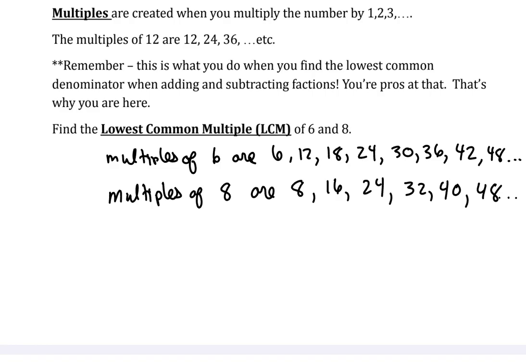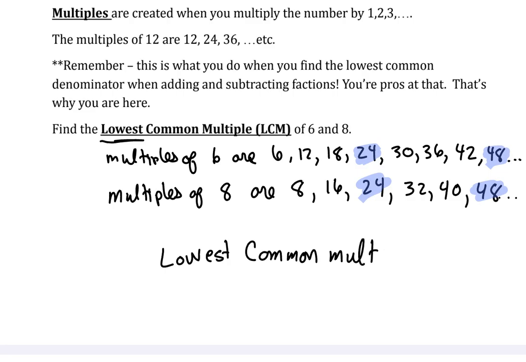Now you're going to notice that we see similar numbers, more than just one, right? I see the same numbers at 24 and 48, but the key piece here is we're looking for the lowest common multiple. There are lots of common multiples. I'm going to say there's an infinite number of common multiples, but when we write out the multiples of 6 and write out the multiples of 8, the number that pops up first is 24, so the lowest common multiple is 24.